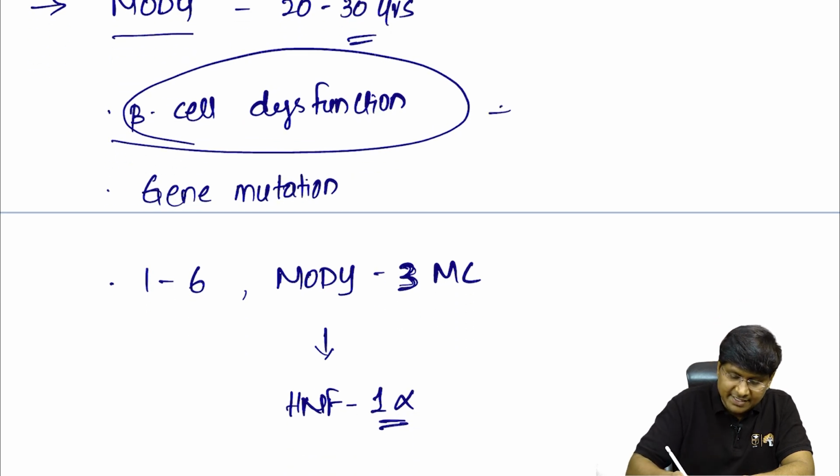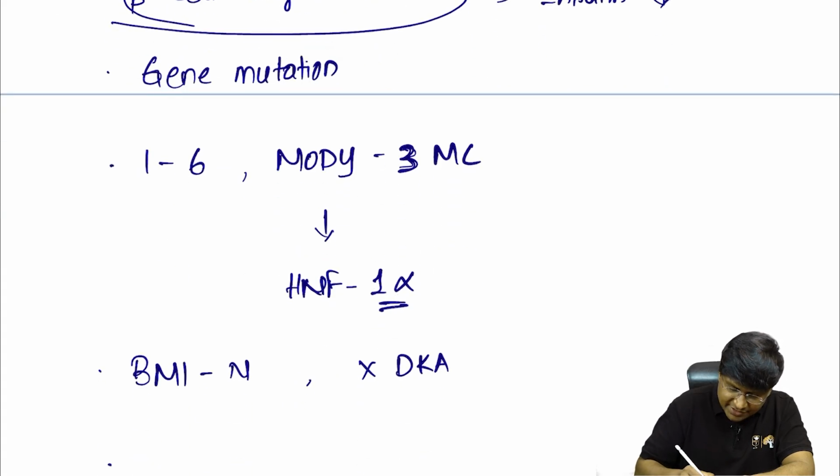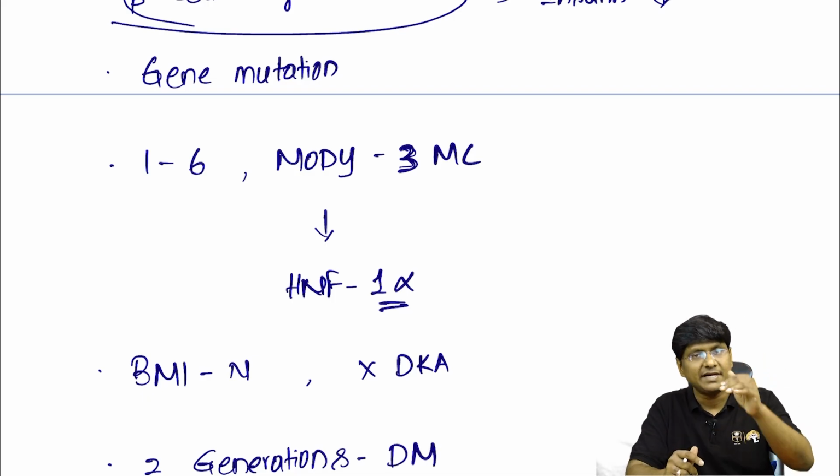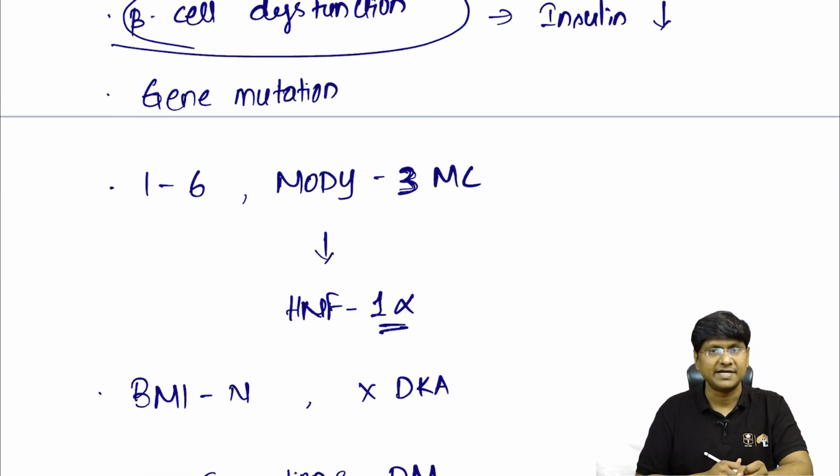And because of the beta cell dysfunction, what will happen to the insulin levels? They are reduced. So it is not beta cell destruction here, it is only beta cell dysfunction. And these patients will have normal BMI, and they never develop diabetic ketoacidosis, and they have very strong genetic inheritance. Minimum 2 generations are diabetic. It is not only the father, even the grandfather also should be diabetic to call it MODY, that is maturity onset diabetes of young.